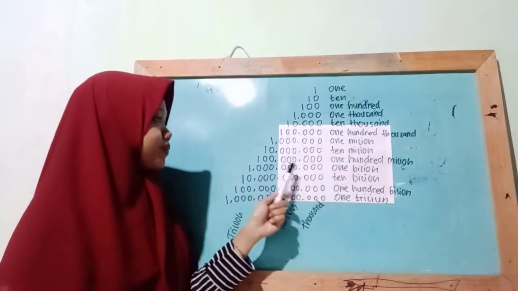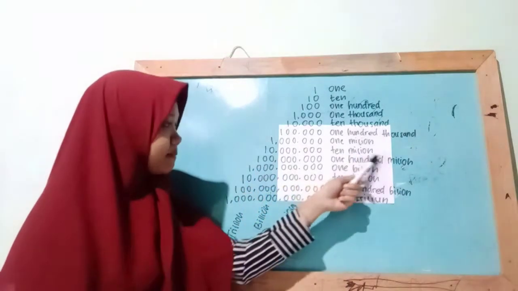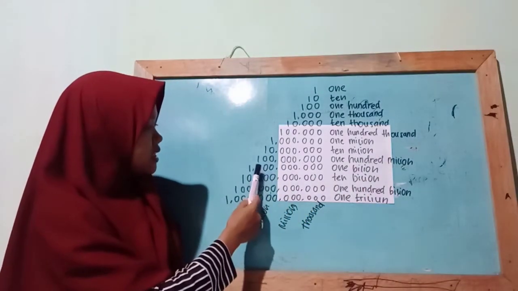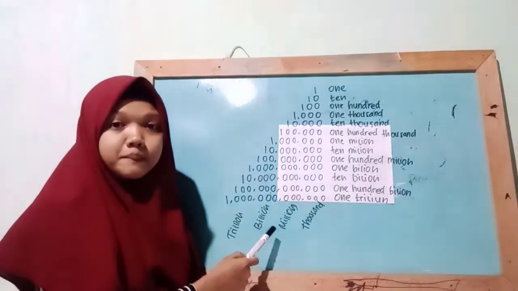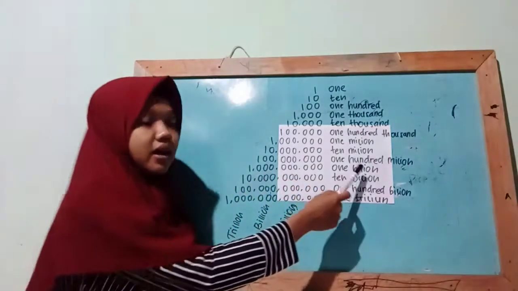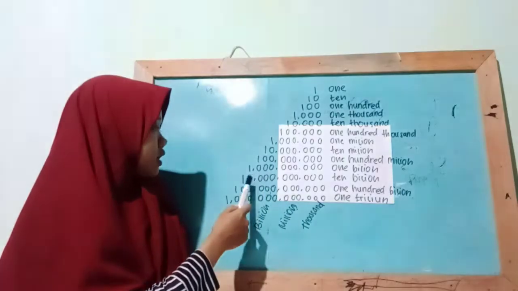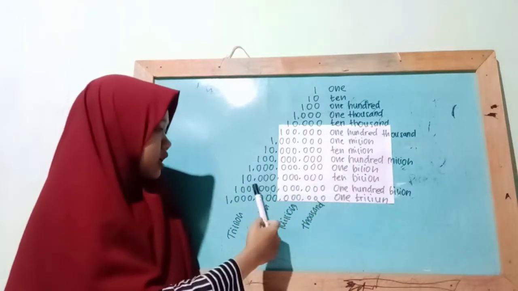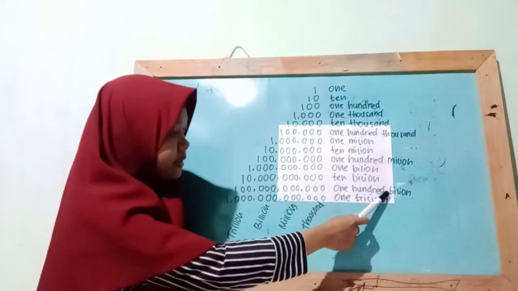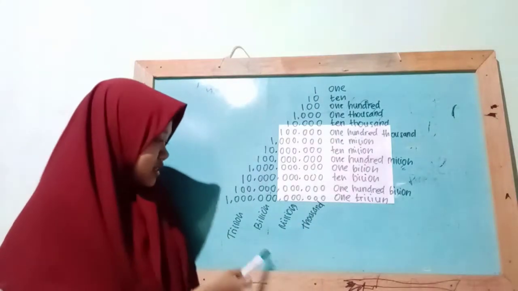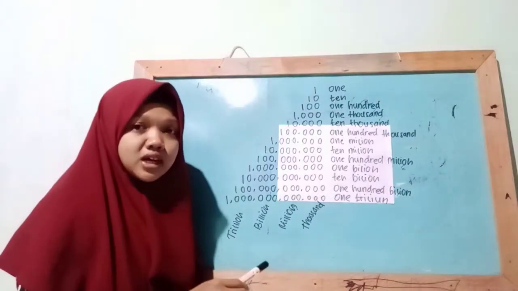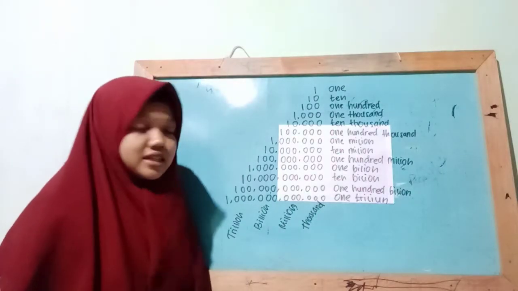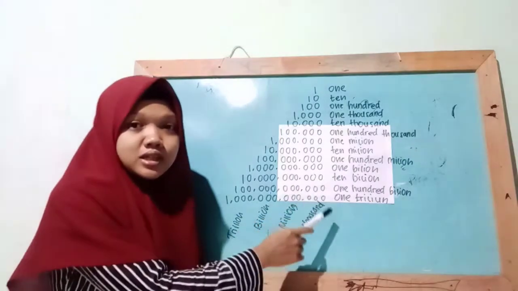10 million. 100 million. I have 3 commas, so this is billion, okay? 1 billion. 10 billion. 100 billion. And the last, I have 1, 2, 3, 4 commas. Okay? So we can say 1 trillion.